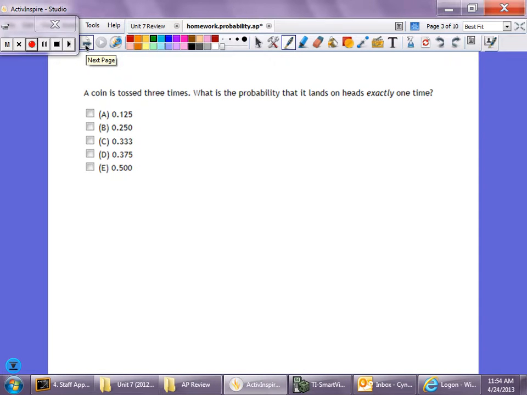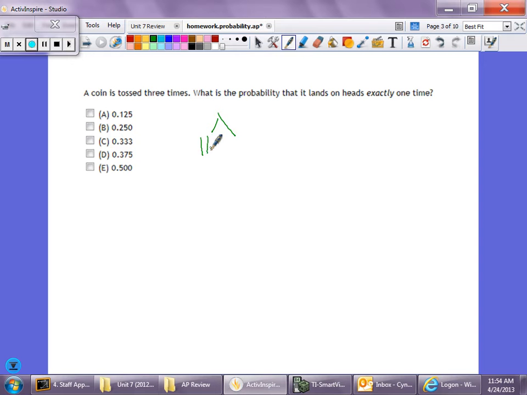A coin is tossed 3 times. What is the probability that it lands on heads exactly 1 time? All right, so this is definitely binomial because it's tossing coins, and they want to know exactly. There's independence. What happens on one coin flip doesn't matter on the next. But you know what? I can't really think about how to set this up binomially, so I'm just going to go, 3 coin flips is super easy.